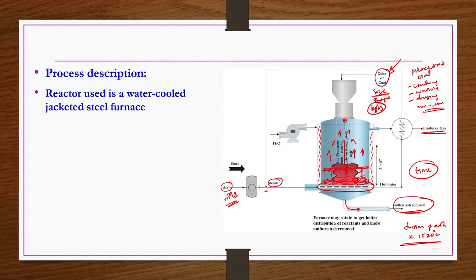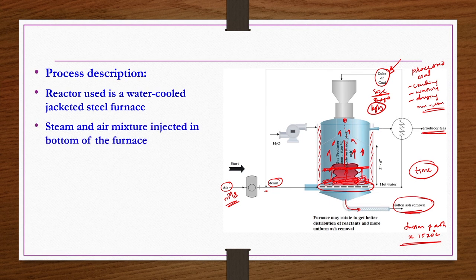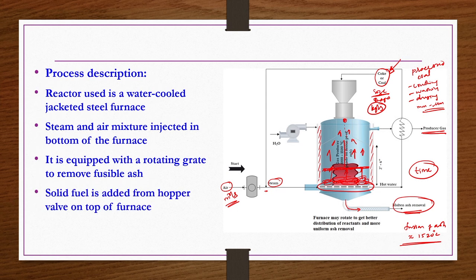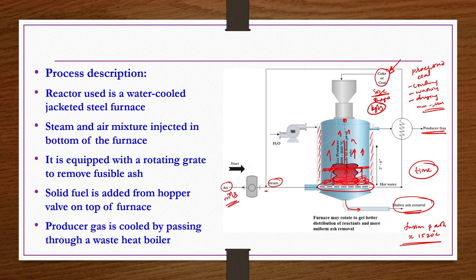So, the reactor used is a water cooled jacketed steel furnace, with a steam and air mixture injected at the bottom of the furnace. It is equipped with a rotating grate to remove fusible ash, and solid fuel is added from a hopper on top of the furnace. Producer gas is cooled by passing through a waste heat boiler.